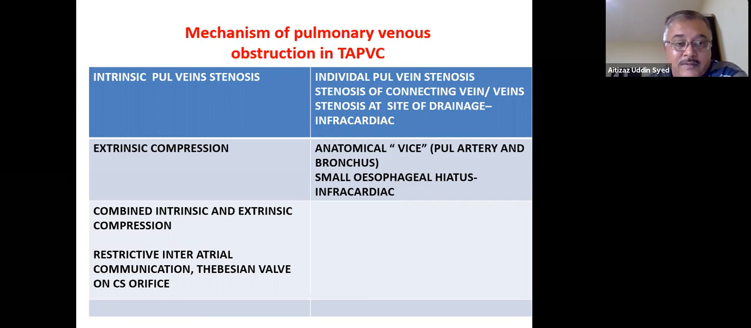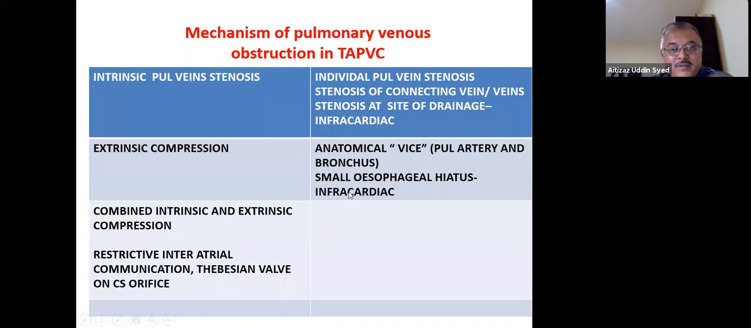Why does it get compressed? Initially, it may not be compressed, but in a few weeks, as the right side, I told you, is pumping more volume and the pulmonary artery pressure is getting higher, the pulmonary arteries start to become more dilated and bigger. And then they compress this vein laterally where the bronchus is. And so between that dilated left pulmonary artery and the bronchus, or the right pulmonary artery and the bronchus, it can get compressed.